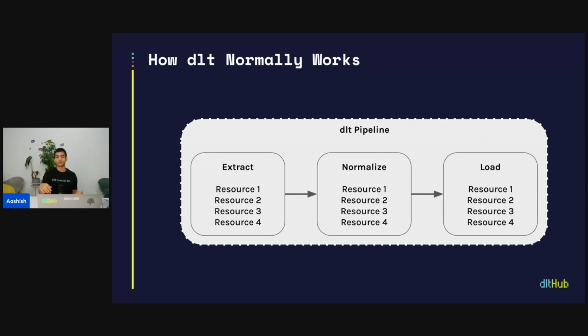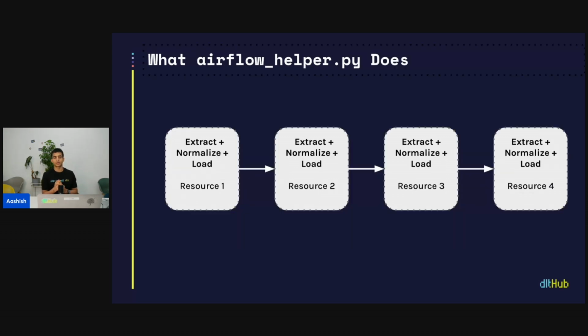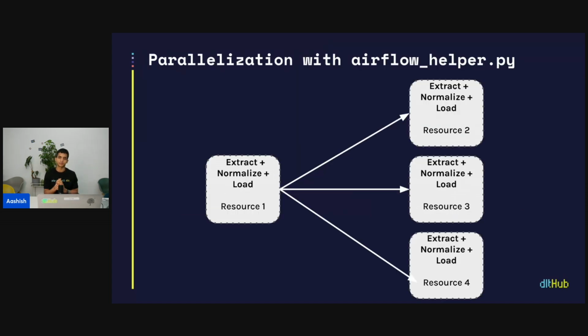Well, with the Airflow helper, we go from this arrangement to this, where rather than extracting everything, normalizing everything, and loading everything at the same time, we are working from one resource to the next. We extract, normalize, and load for one resource, and then we move on to the second, the third, then the fourth, and so on. And the reason this is an important change is that we can now leverage parallelization, which with the Airflow helper looks like this.